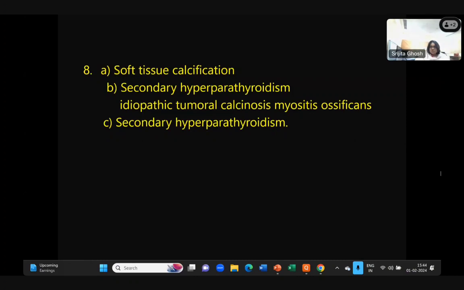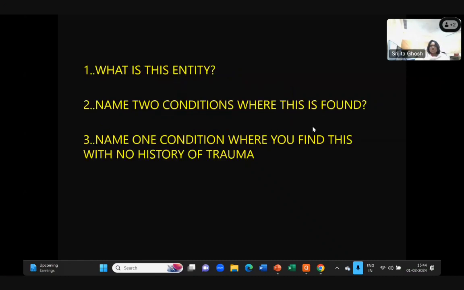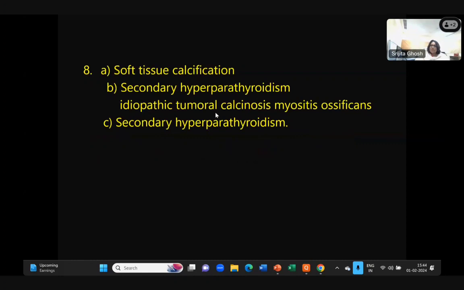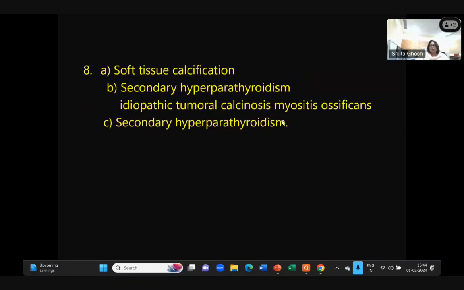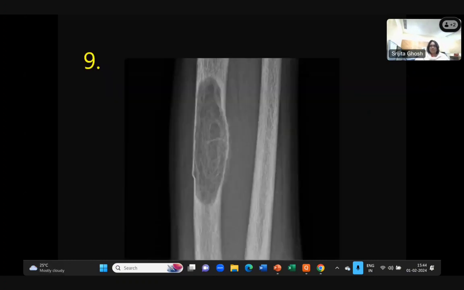Tumoral calcinosis. So it is a soft tissue calcification. So this can be found in secondary hyperparathyroidism, tumoral calcinosis, myositis ossificans. And if one condition where you find it without history of trauma, it is secondary hyperparathyroidism. Okay, myositis ossificans usually has a history of trauma. Last two left.